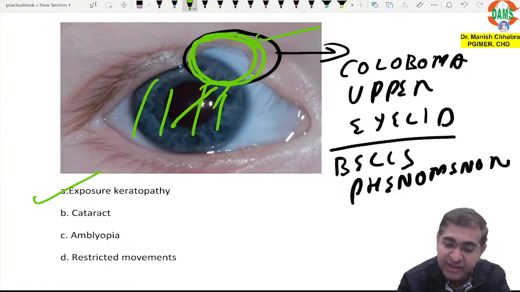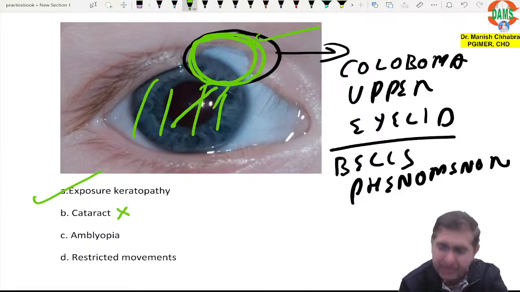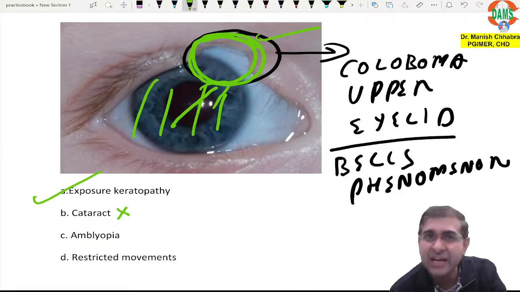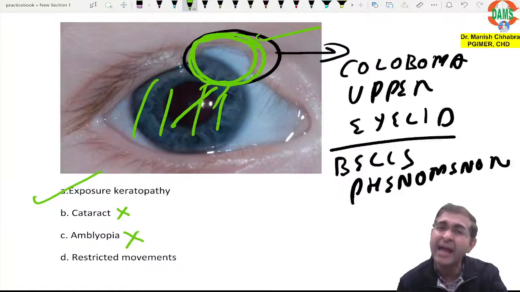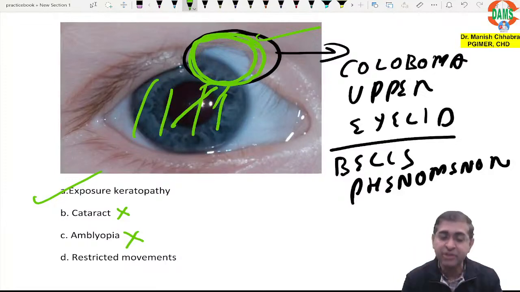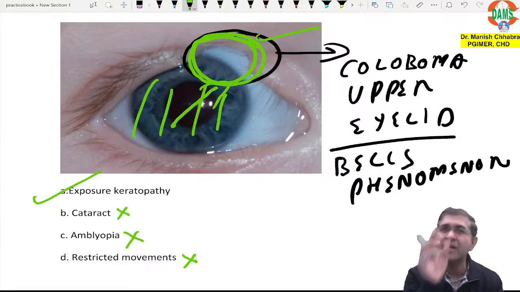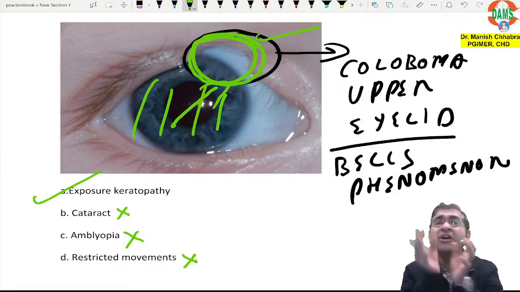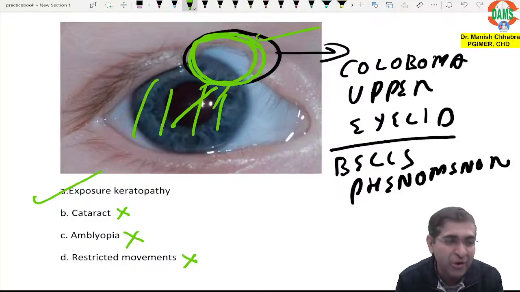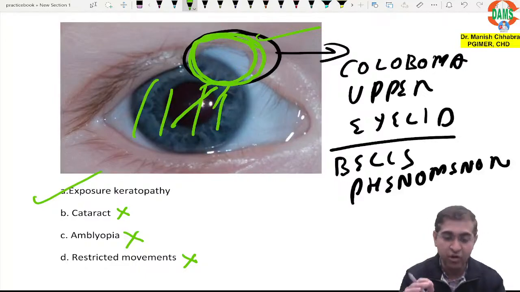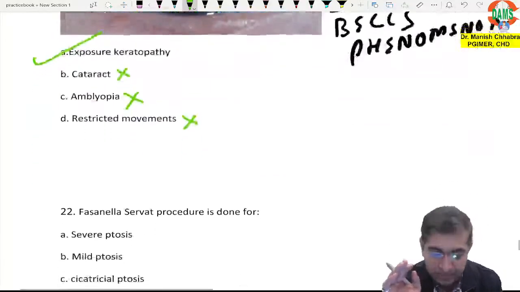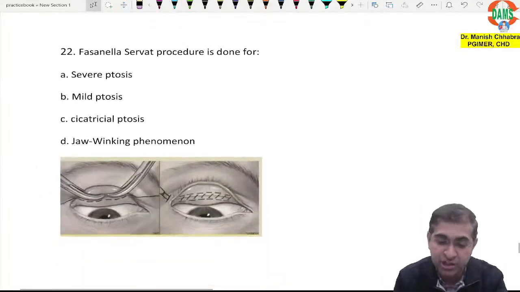Since there is a defect in the eyelid, how will cataract be associated? No. Is there any loss of vision? No. Why amblyopia? Amblyopia is stimulus deprivation loss of vision. Restricted movements: why would a defect in the upper eyelid have to do with restricted eye movements? Not at all. So the answer is pretty straightforward. It is exposure keratopathy.